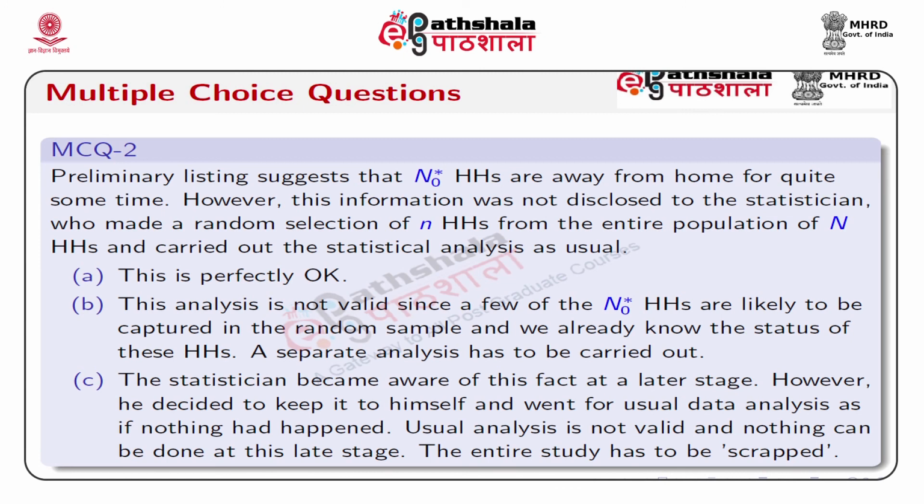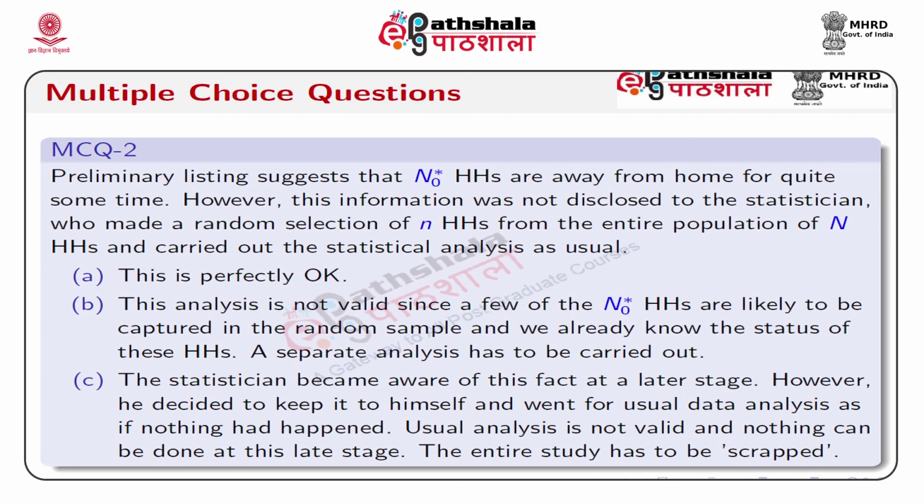Who made a random selection of n households from the entire population of capital N, carried out the statistical analysis as usual. Because if he makes a random selection of small n out of capital N, and if that incorporates some members who are away from home anyway, that number will be 0, 0, 0, and he will be getting additional numbers who are not present tonight, but who are otherwise present sometime. Is it perfectly okay because the statistician is not aware of this fact, or is this analysis not valid, since a few of the n star, n0 star households are likely to be captured in the random sample, and we already know the status of these households? A separate analysis has to be carried out.